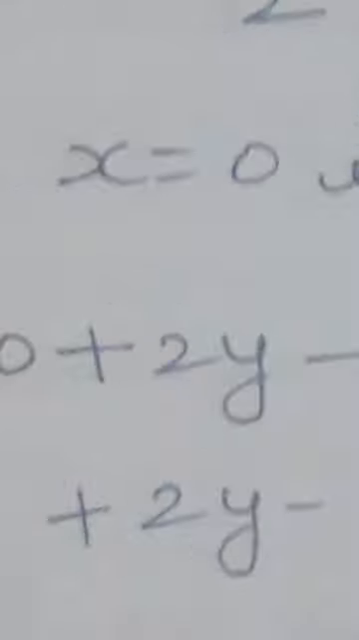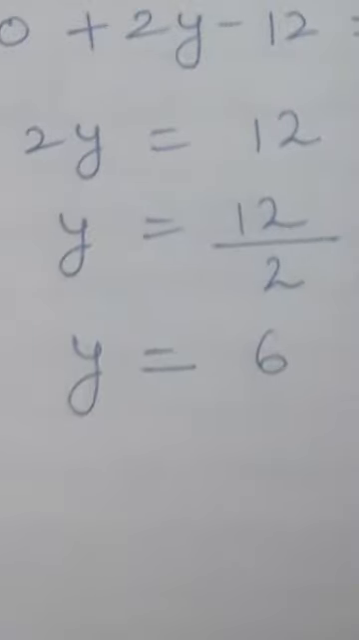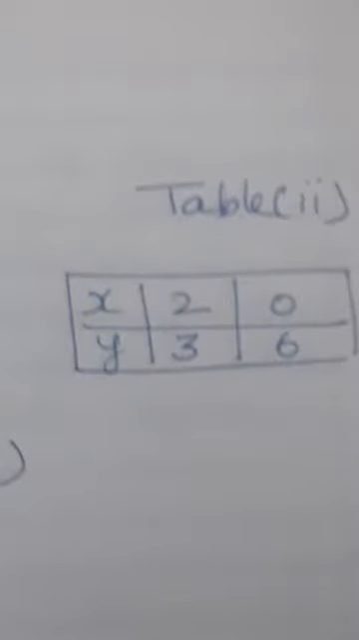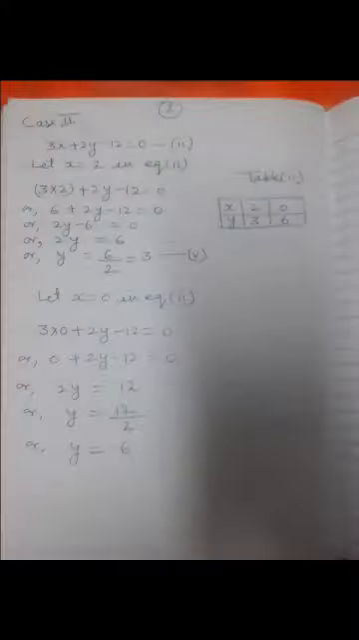Now see here, when the value of x is 0, at that time we are getting the value of y as 6. We will write it in the table. When x is 0, we are getting y as 6. Now we will plot the lines for these equations in a Cartesian plane.